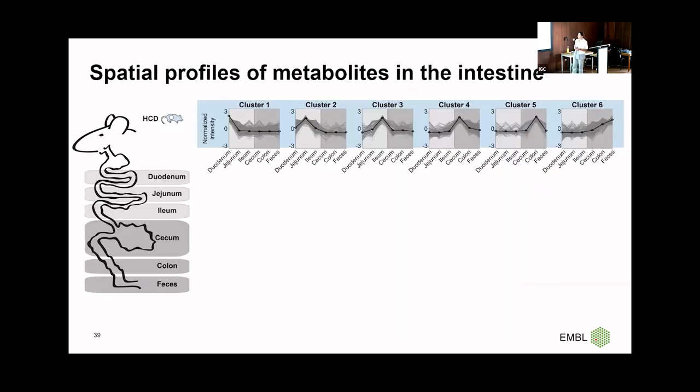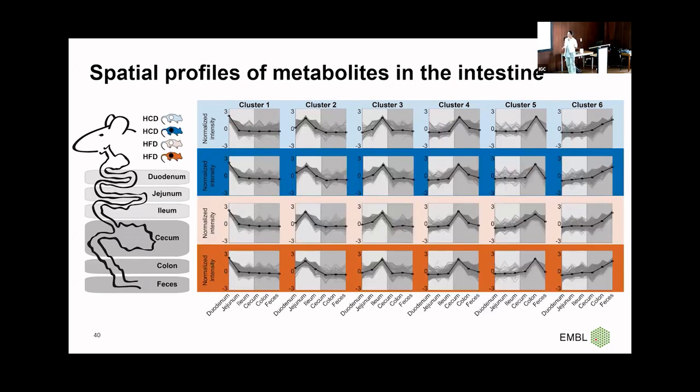So the first thing we looked at was what were the spatial profiles of metabolites along mouse tissues, specifically in the gastrointestinal tract. And we normalized metabolite abundance along the gastrointestinal tract. Here, the 6 sections that we measured, and we performed k-means clustering of metabolite profiles that we detected. And we found that there were 6 clusters emerging. In this case, I'm showing you one of the mouse groups, the high carbohydrate germ-free mice.